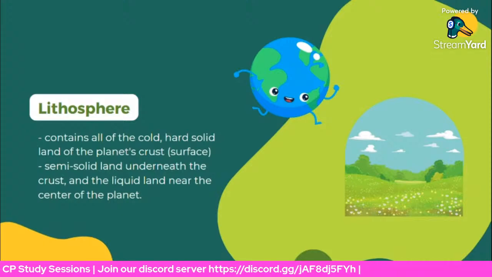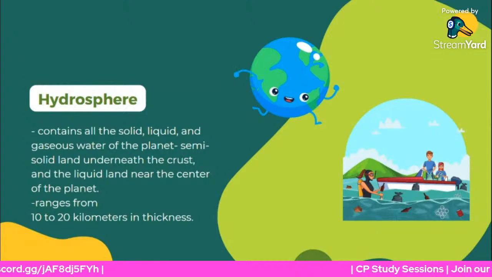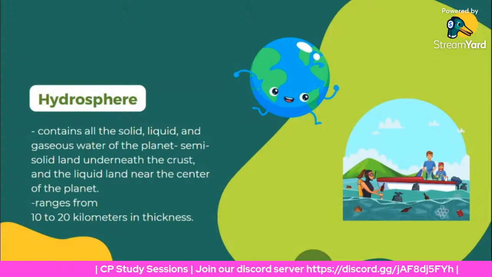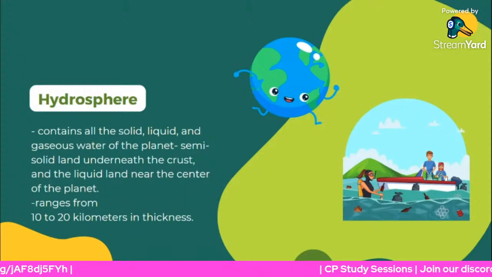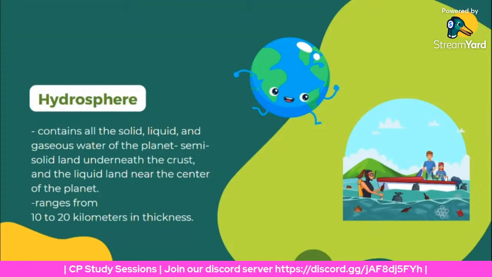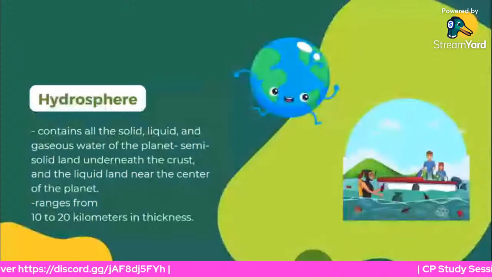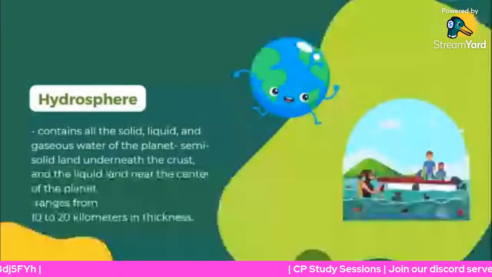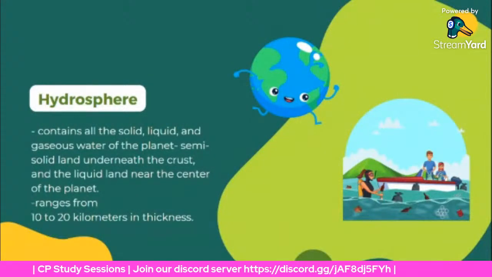Let's now proceed to the second one, which is the hydrosphere. Hydrosphere contains all the solid, liquid, and gaseous water of the planet. It ranges from 10 to 20 kilometers in thickness. The hydrosphere extends from Earth's surface downward several kilometers into the lithosphere and upward about 12 kilometers into the atmosphere. A small portion of the water in the hydrosphere is fresh or non-salty. This water flows as precipitation from the atmosphere down to Earth's surface, as rivers and streams along Earth's surface, and as groundwater beneath Earth's surface.